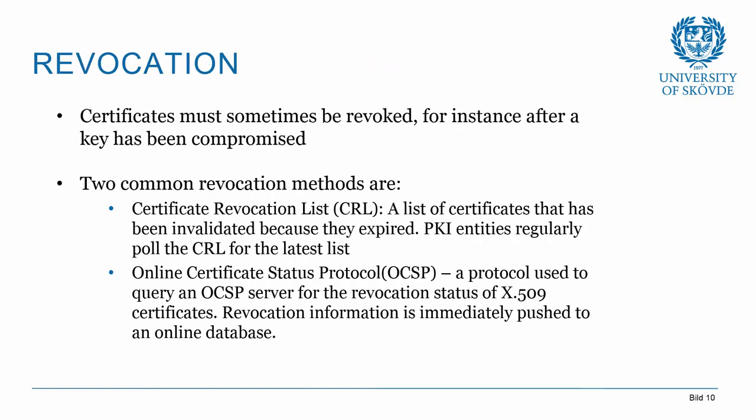We also have to have some process in place for certificate revocation, because sometimes, for instance, a key gets compromised, or for some other reason, a certificate has to be revoked. There are two common methods that are well used. The first one is called certificate revocation list. In this case, it is a list of certificates that have been invalidated, for instance because they expired. And PKI entities can regularly pull this list for the latest entries.